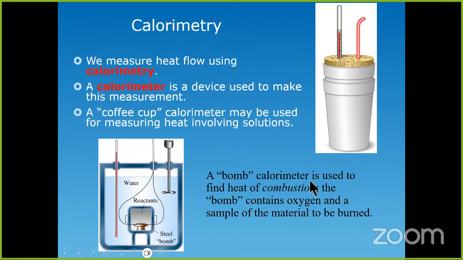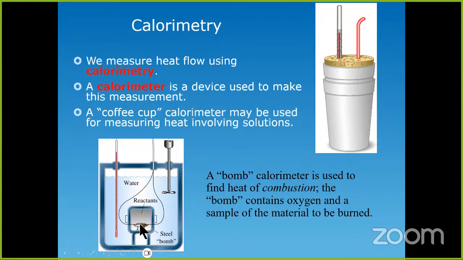And then we have a more sophisticated instrument here. It's called a bomb calorimeter. This is used in particular for measuring heat flow for organic compounds undergoing combustion reactions. It's definitely more sophisticated than the ordinary coffee cup calorimeter. You have what we call a steel bomb, which is basically like a container, but it can withstand a lot of hits and all of that.